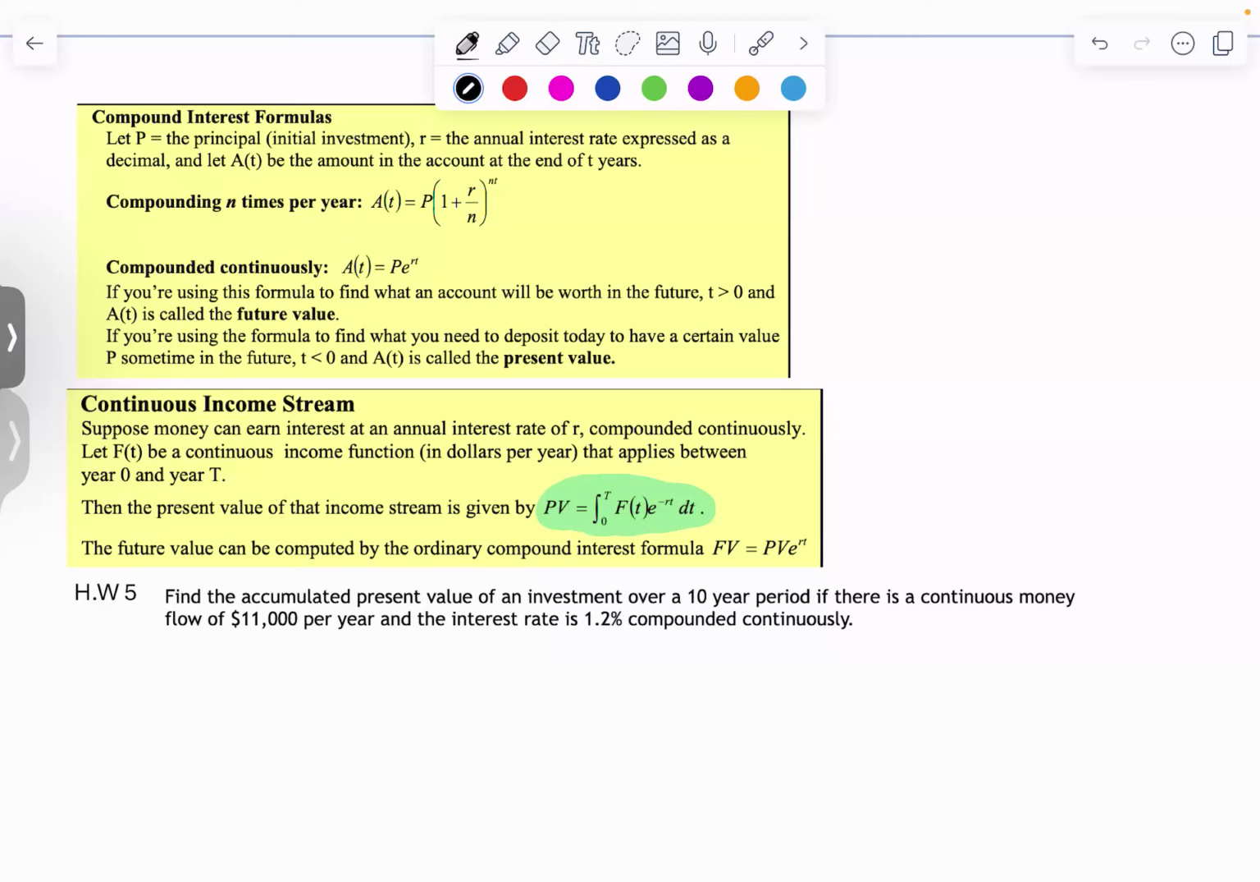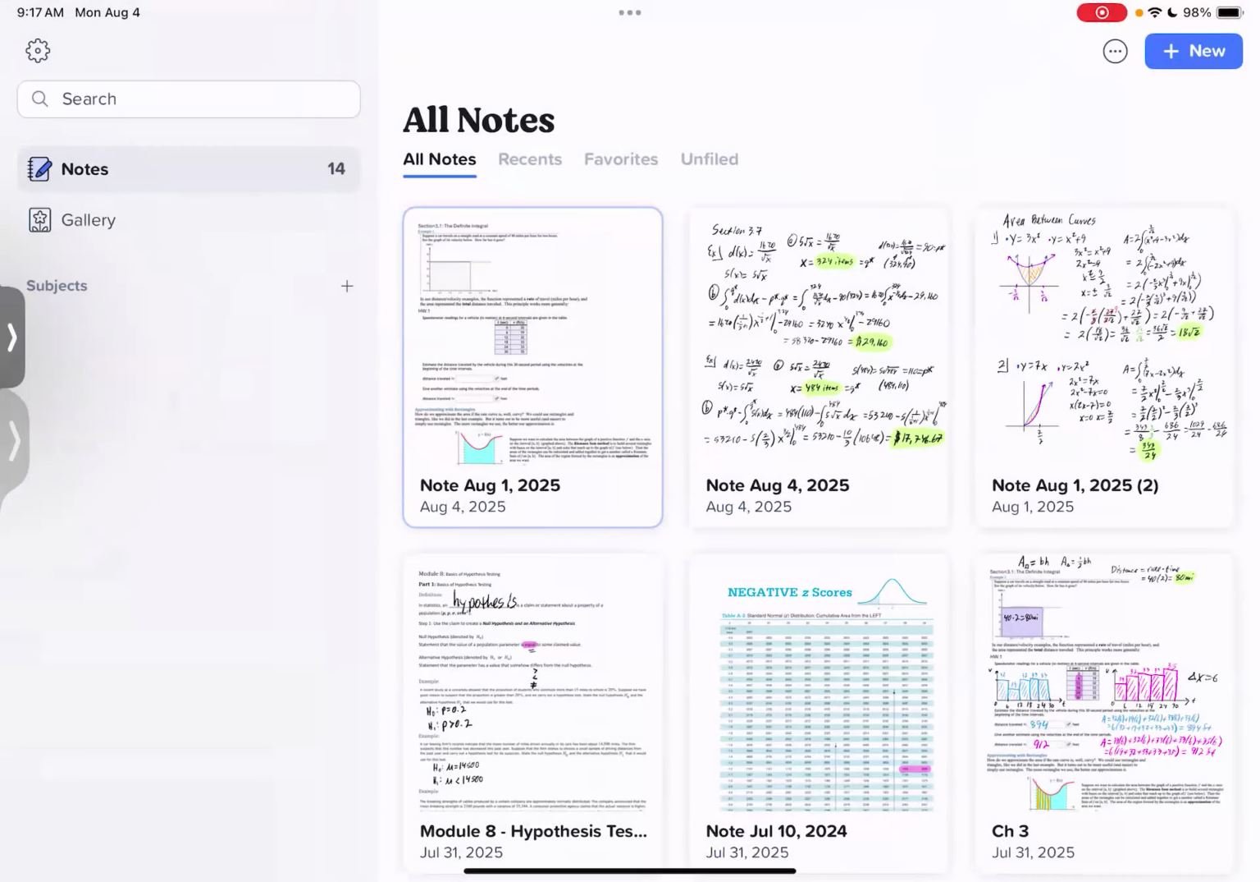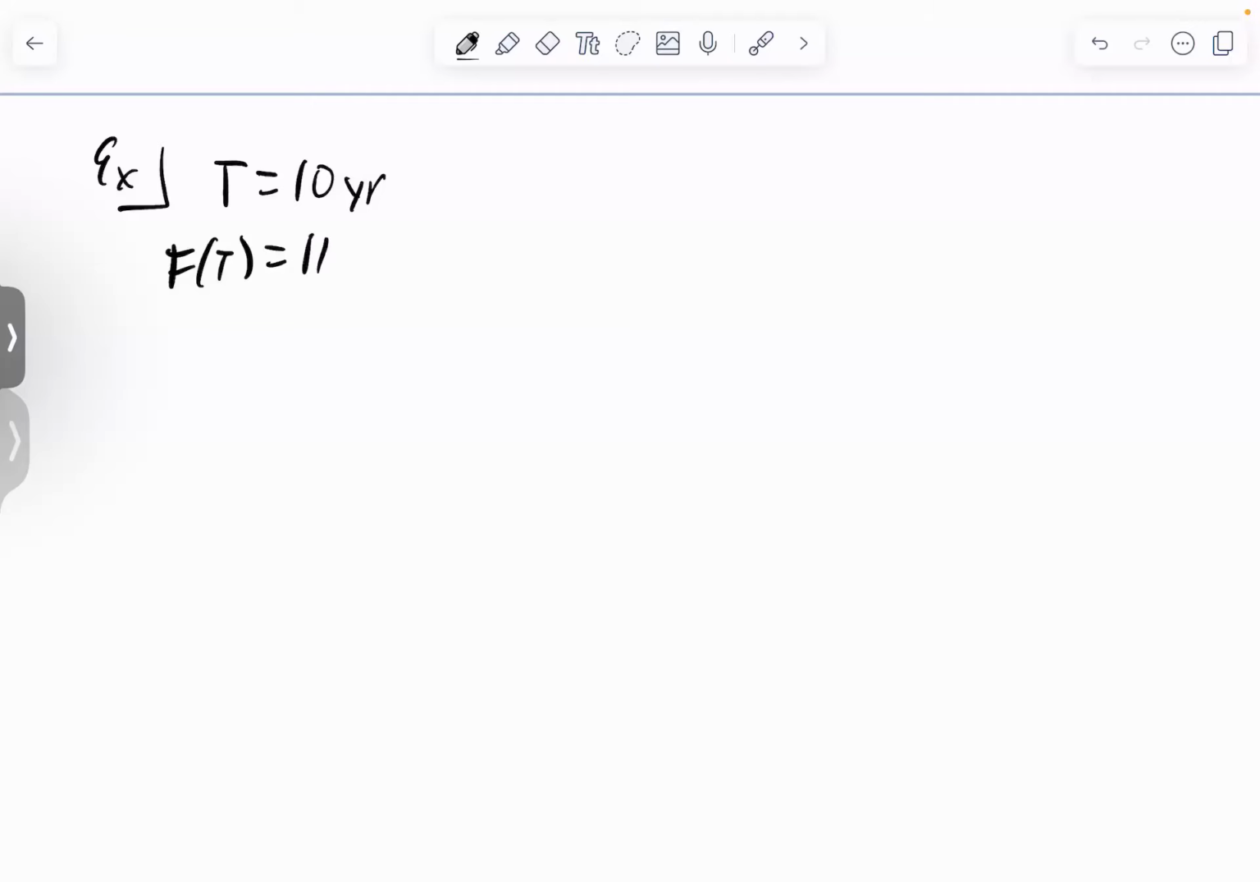I'm going to, again, move back to some blank paper so that we can work these problems out. And so we are to the next example. This is continuous income stream. And we have the accumulated present value of an investment over a 10-year. We're going to find the present value over a 10-year investment. There's a continuous money flow of, in this case, $11,000 per year. So again, that's a constant. So there's no function. The function of t is just where t isn't a factor. They give us the interest rate is 1.2%, so it's 0.012. And it's compounded continuously, which works for us.